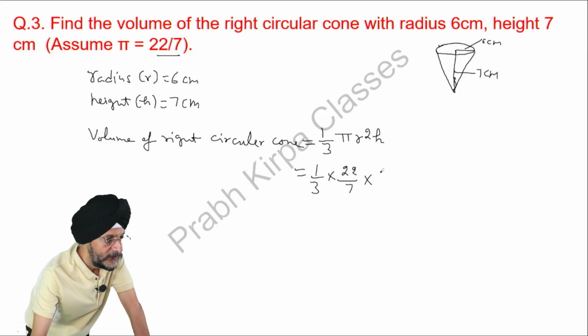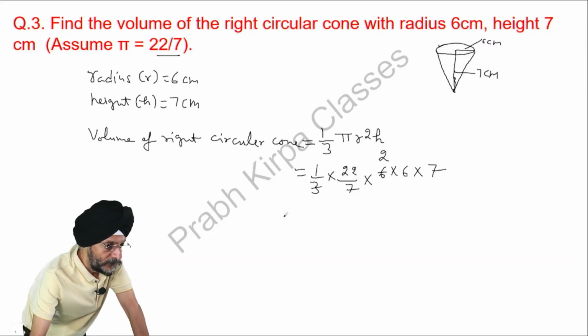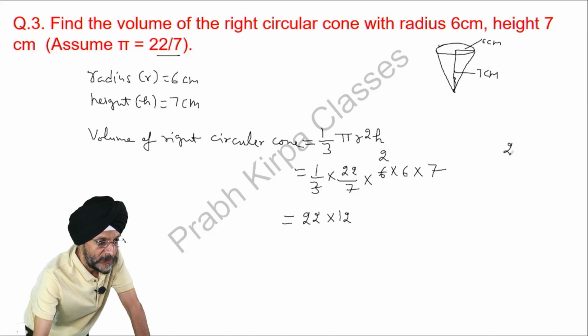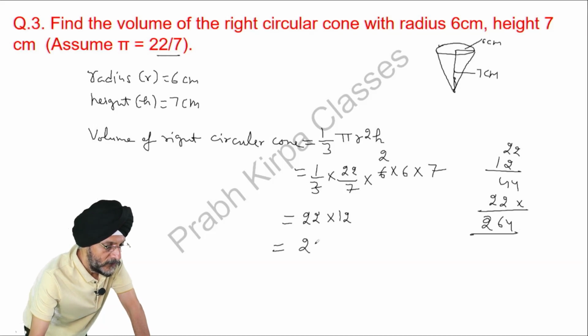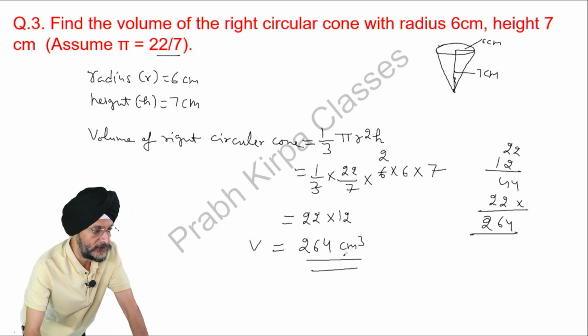What is the value of r? It is 6 square. Then what is the value of h? Height is 7. 7 divided by 7, 6 is divided by 3. So what is left is 22 into 12, which is 264 cubic centimeter. This is the volume of the right circular cone. This is the answer.